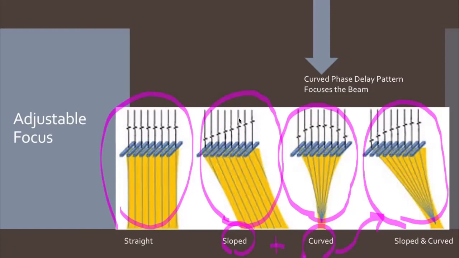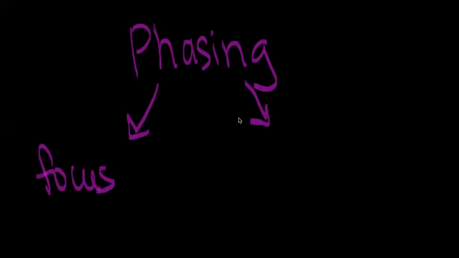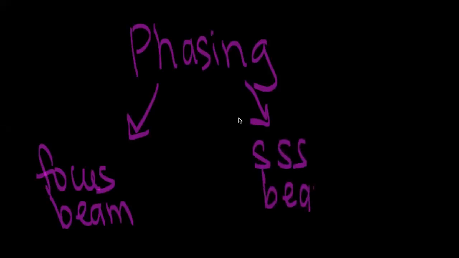And so when you hear the words electronic or automatic phasing, I want you to think, what does phasing do? Well, phasing can do two things. It can focus the beam, and it can scan, sweep, or steer the beam, which are all AKAs. And remember how small the time delays are, less than 1 microsecond, to accomplish that.